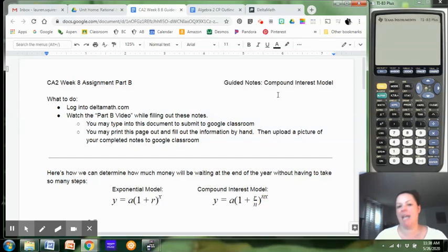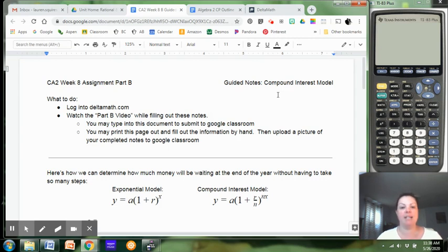Next, we're going to take a look at the compound interest model. So rather than creating a table and having to go every single quarter to calculate how much money is in the account, we are going to have a model that we can just use to say how many years have gone by, how often are we compounding, and we can figure out how much is going to be waiting for us at the very, very end.